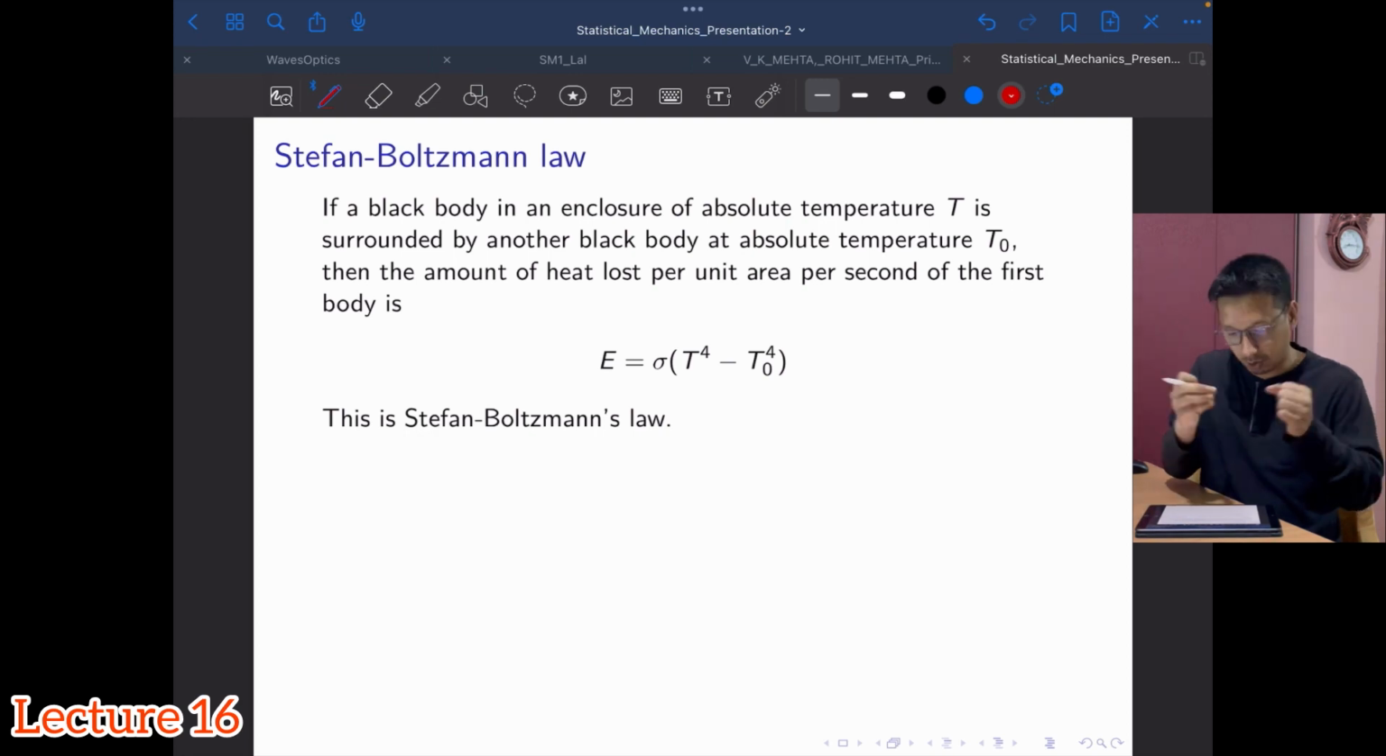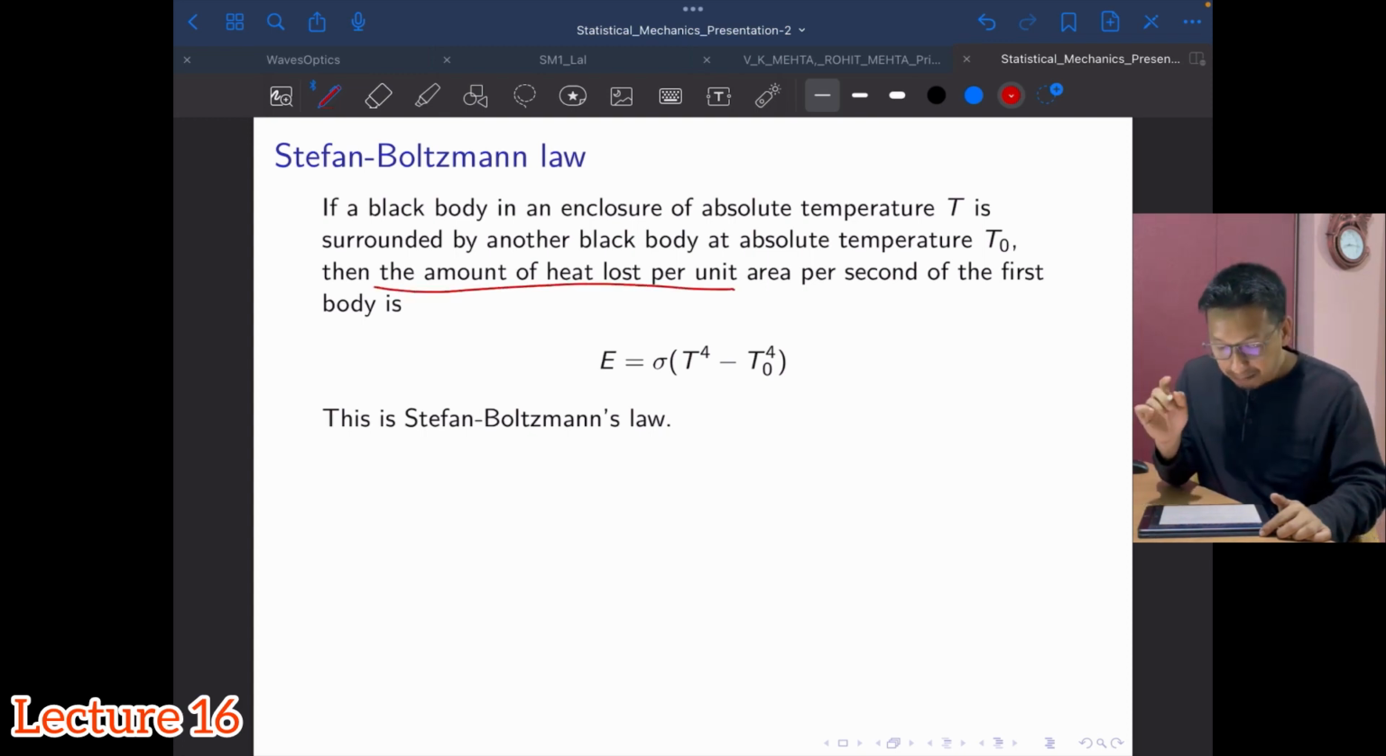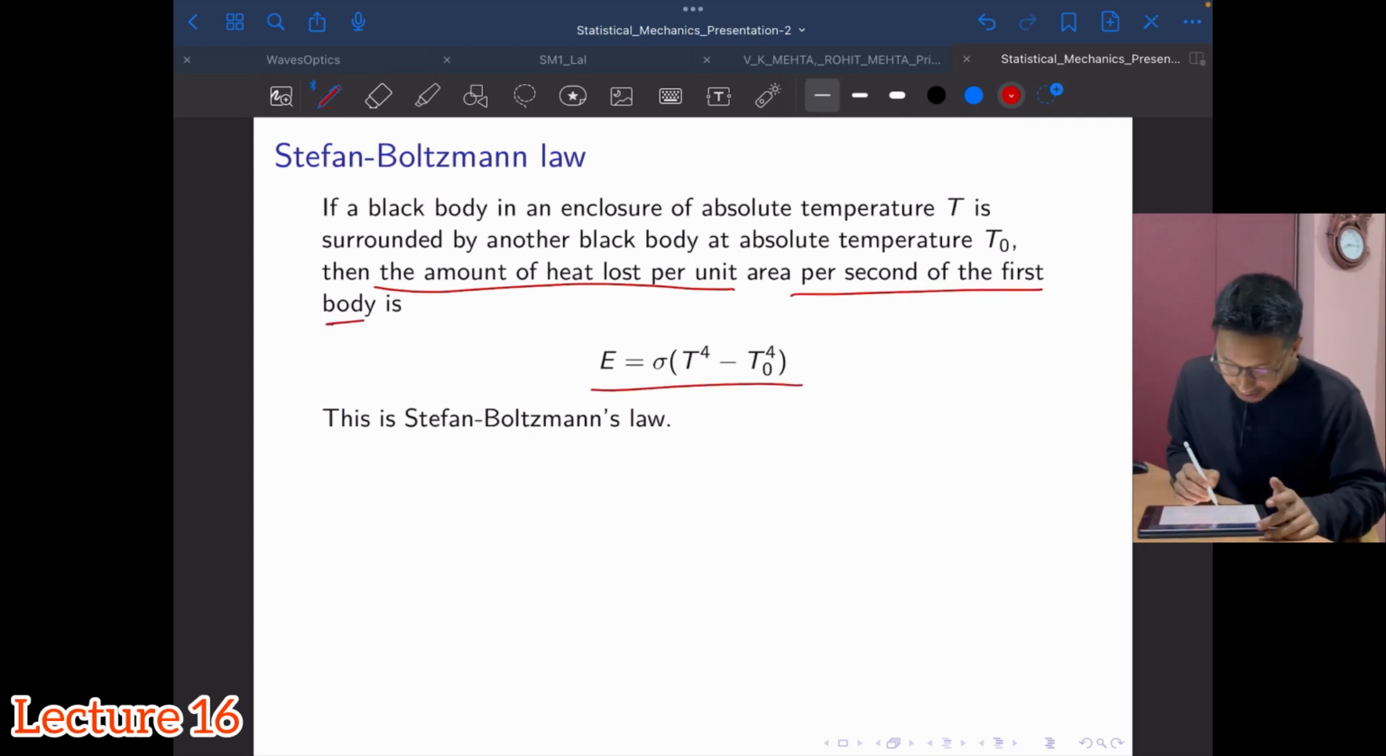It's because there are two bodies. So that is given by the amount of heat loss per unit area per second, so the rate, of the first body. So E, the symbol given for the amount of heat loss per unit area per second, will be equal to sigma into T to the power 4 minus T naught to the power 4, where T is the temperature of the first black body, and T naught is the temperature of the second black body.